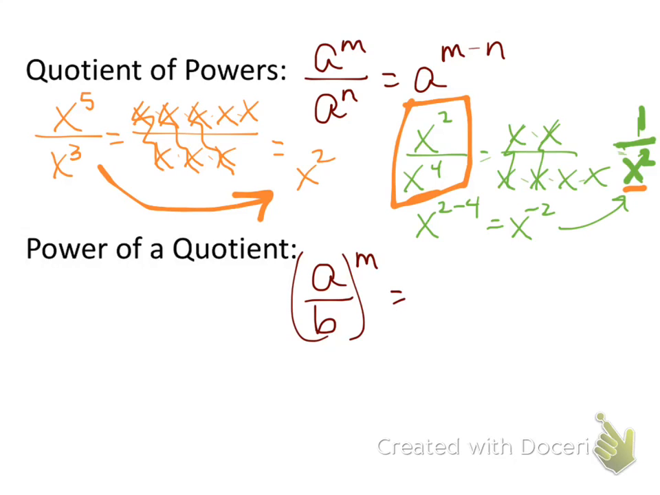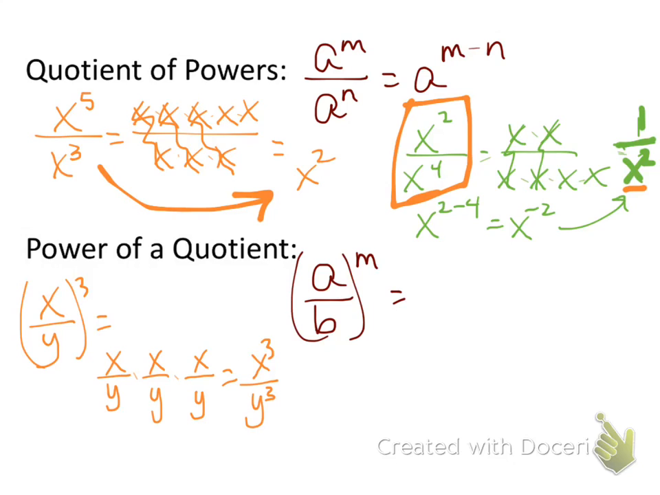power of a quotient. So again, if I have x over y to the third, and I write this out 3 times, I'm going to end up with x to the third over y to the third, which means I'm raising everything in the parentheses to the third power, or in the case of the generalization, everything in the parentheses to the m power.